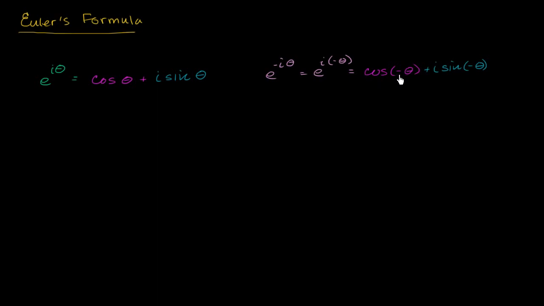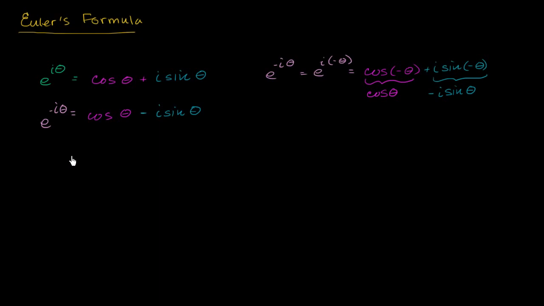Well, cosine of negative theta is the same thing as cosine of theta. And sine of negative theta is the same thing as negative sine of theta. So this whole thing simplifies to negative i sine of theta. So we can write e to the negative i theta as being equal to cosine of theta minus i sine of theta.